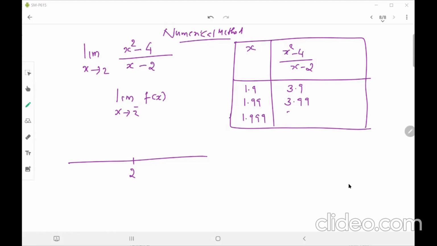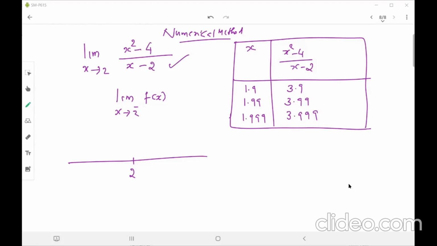1.999 comes. What is the value? 3.999. You can verify with your calculator whether I am writing this correct or wrong. Okay. Now, what is your observation on this? See this function, point number 1. When x is equal to 2, I cannot find the value because the denominator is equal to 0. But I can evaluate the function when x is a point very near to 2. So I take some examples.